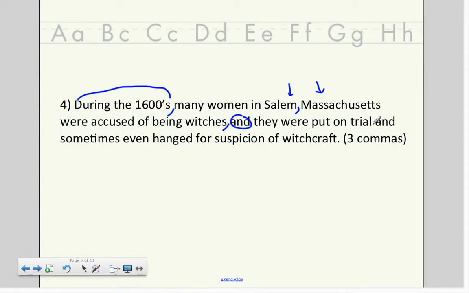Now I don't need to put one here because this is actually 2 things. It's not a complete sentence. They were put on trial and sometimes even hanged. These are 2 things they're telling you about witches, that they were put on trial and that they were sometimes hanged. So this is just a series of 2 things. We don't need a comma for a series of 2 things. So you just have your comma here, here, and here. That's it.